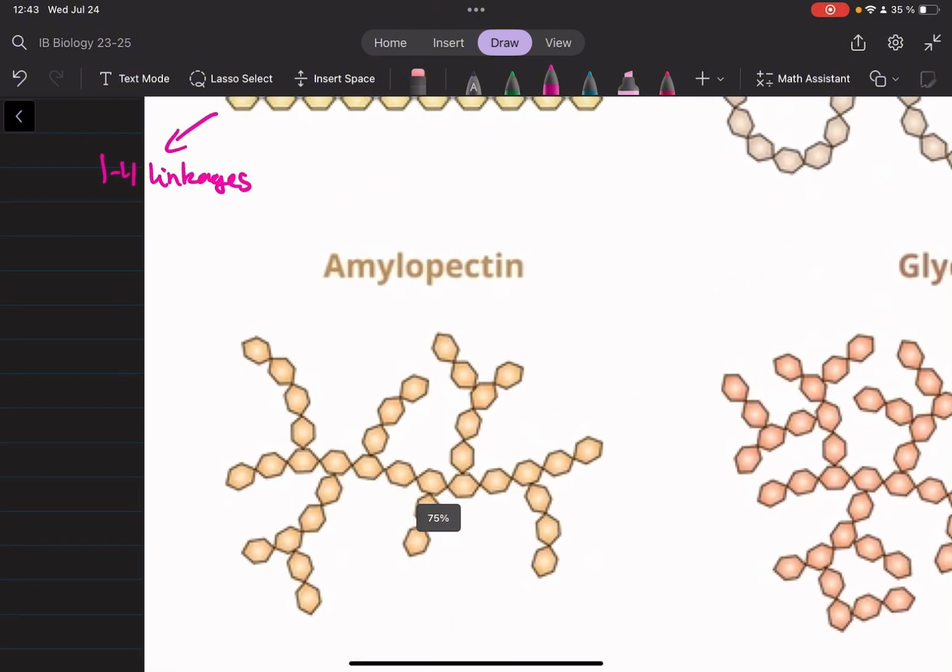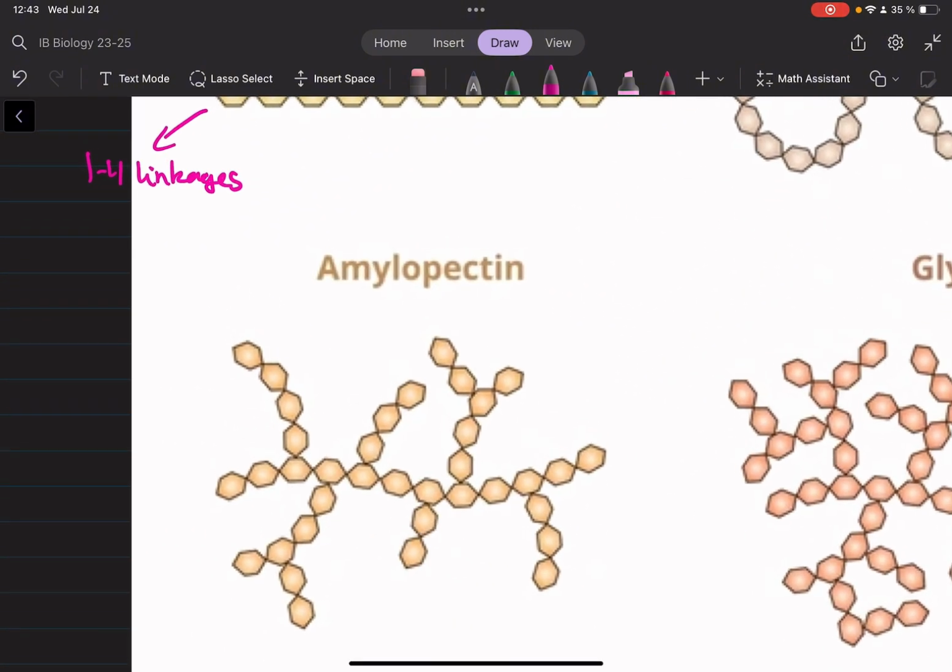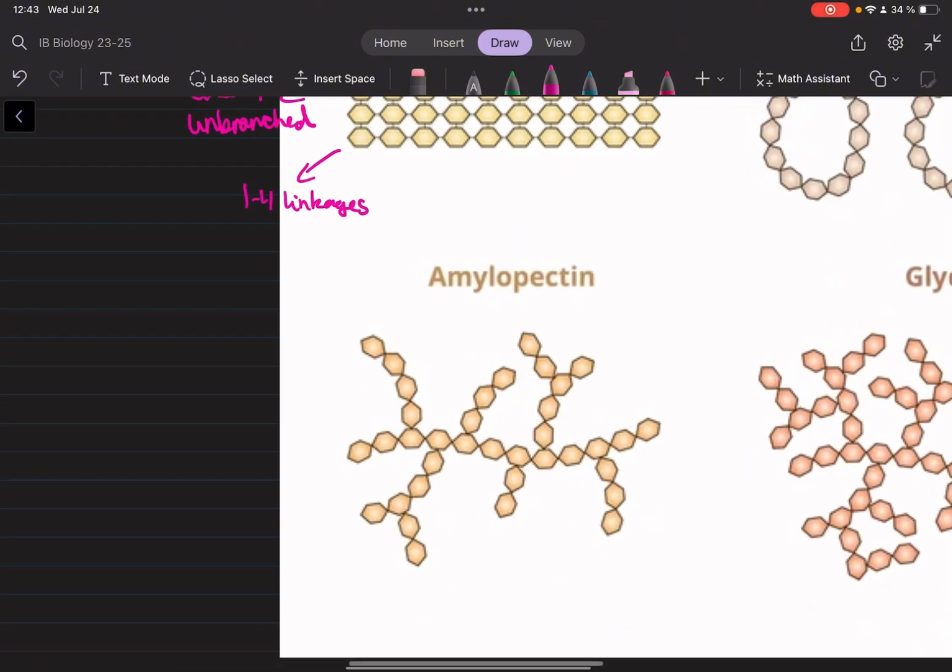Now in comparison, amylopectin is more soluble, it takes up less space, and is easier to digest. So this makes it the more preferred version of starch for plants regularly. So this amylopectin is also alpha glucose.